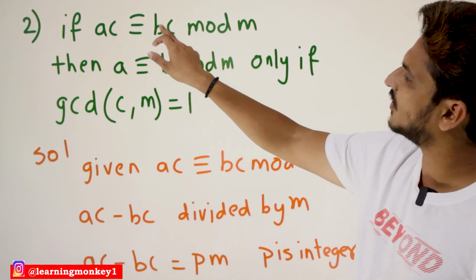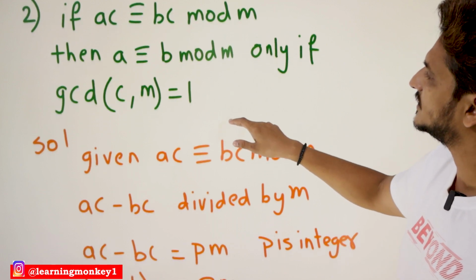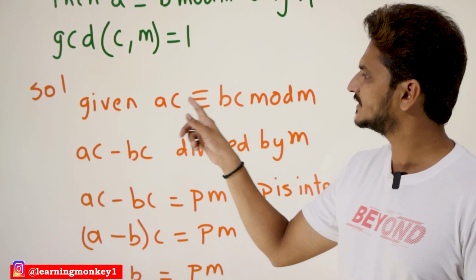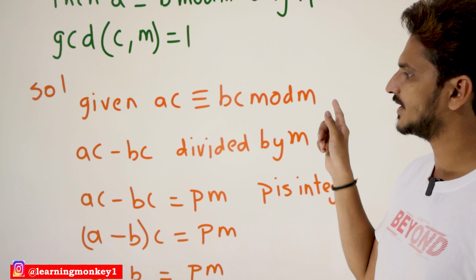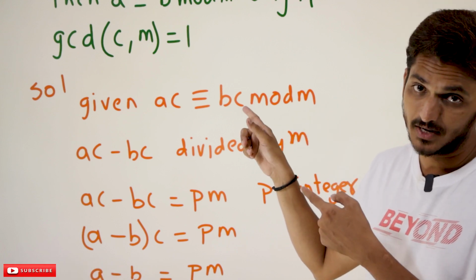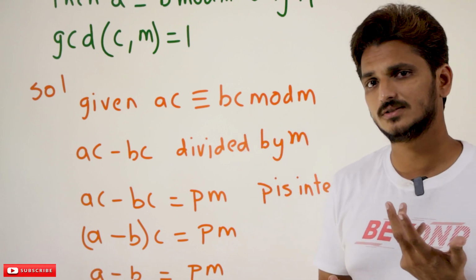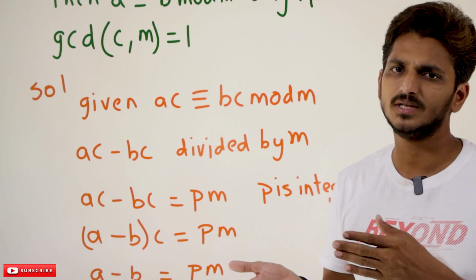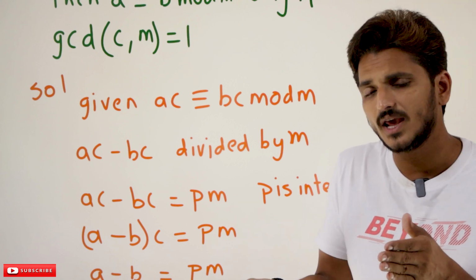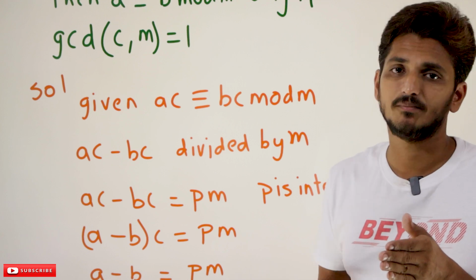Let's take this AC congruent to BC modulus M. It was given AC congruent to BC modulus M. So from this statement, what is the formula for congruence? A congruent to B modulus M means A minus B is divisible by M.